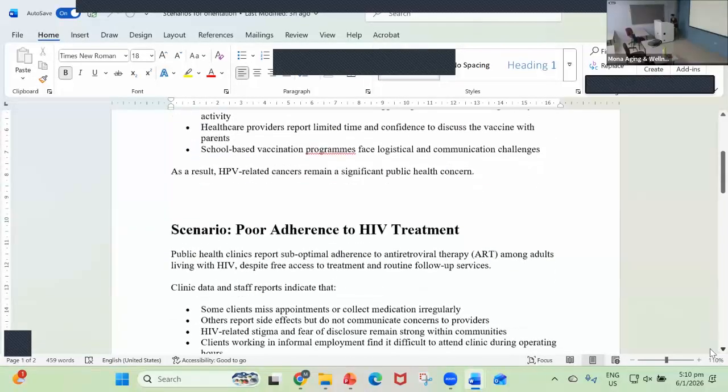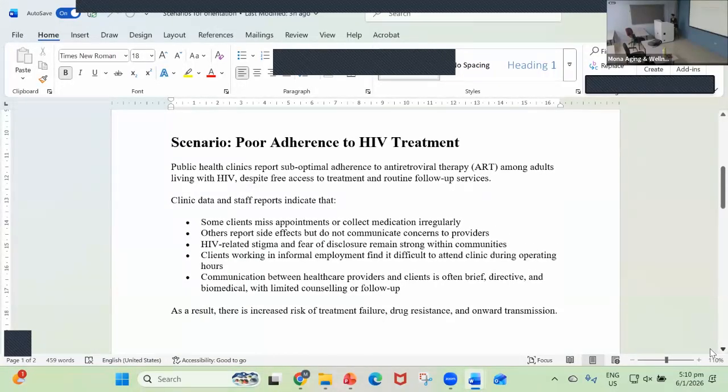One group will be assigned that. The second scenario is poor adherence to HIV treatment, specifically ART, antiretroviral therapy. Guys, these are not necessarily 100% facts. These are scenarios we're working on. Public health clinics report suboptimal adherence to antiretroviral therapy among adults living with HIV. Despite it being free, remember what we spoke about, making it free does not guarantee uptake, free access to treatment and routine follow-up services. Clinic data and staff report that some clients miss appointments or collect medication irregularly. There are complaints about side effects that are not communicated to providers. Stigma and fear of disclosure is also strong in the community.